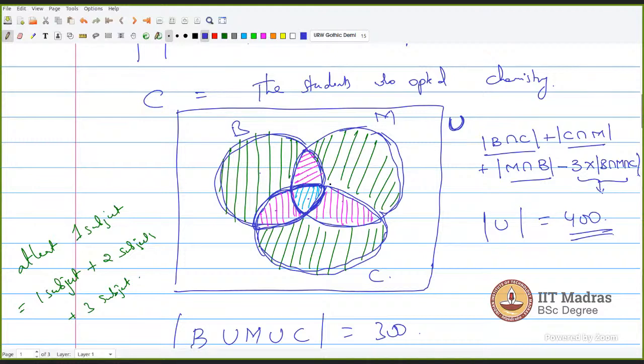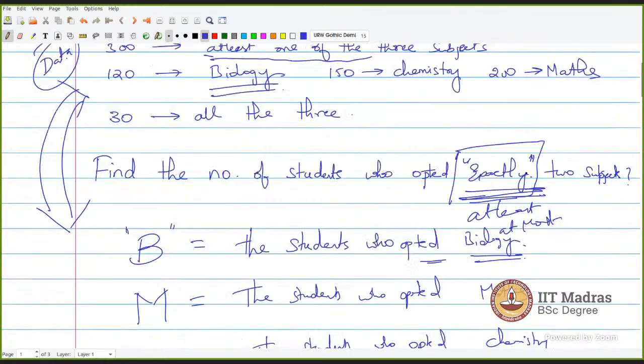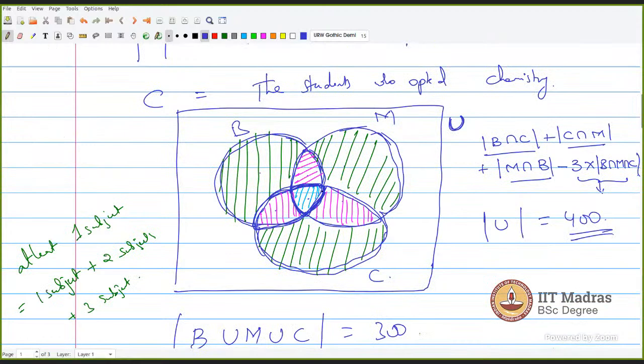So are we doing exactly 2 right now? Yes, exactly 2. The question is to find the number of students who opted exactly two subjects. This light blue region is the students who have chosen all three subjects, which is not exactly two. So that is why we have to remove this region from B intersection C plus C intersection M plus M intersection B region.